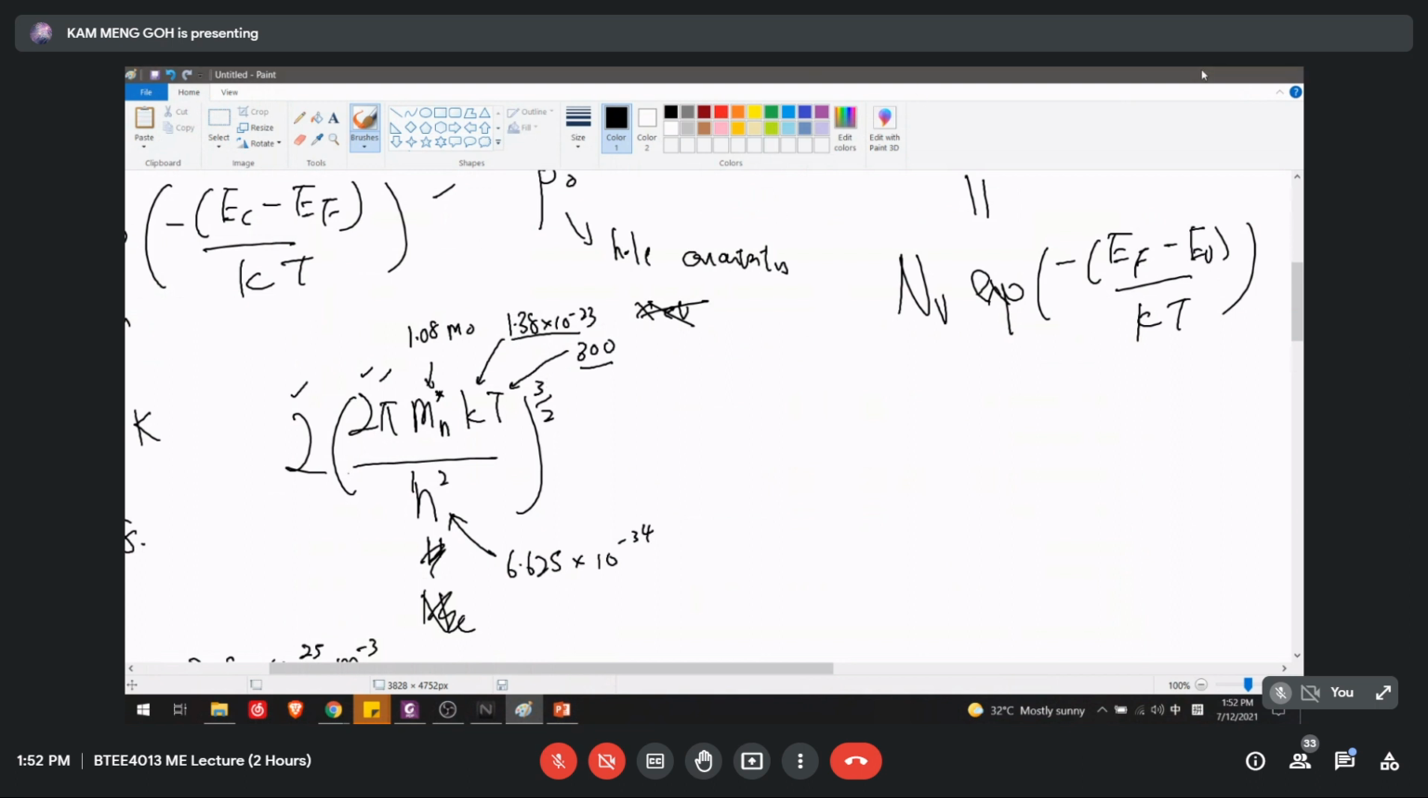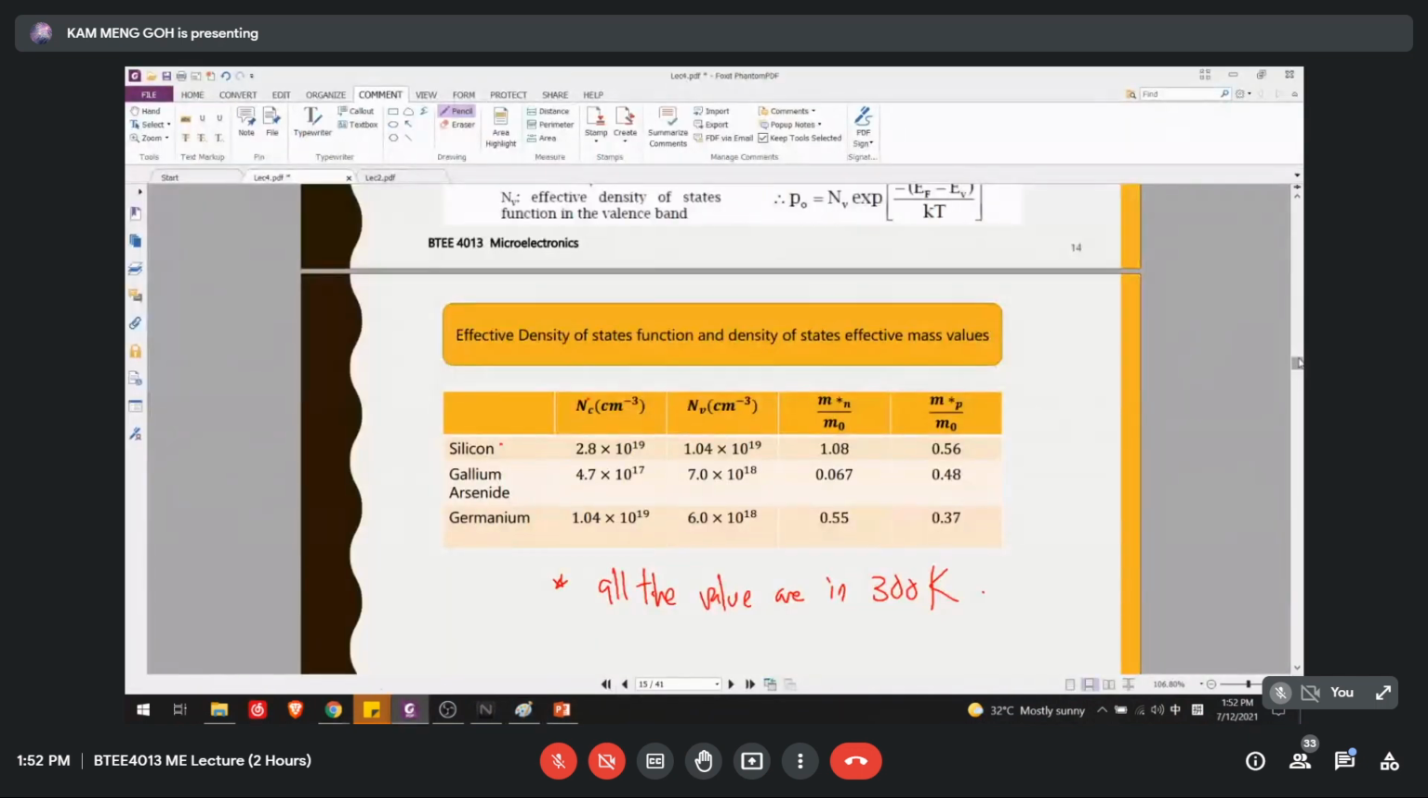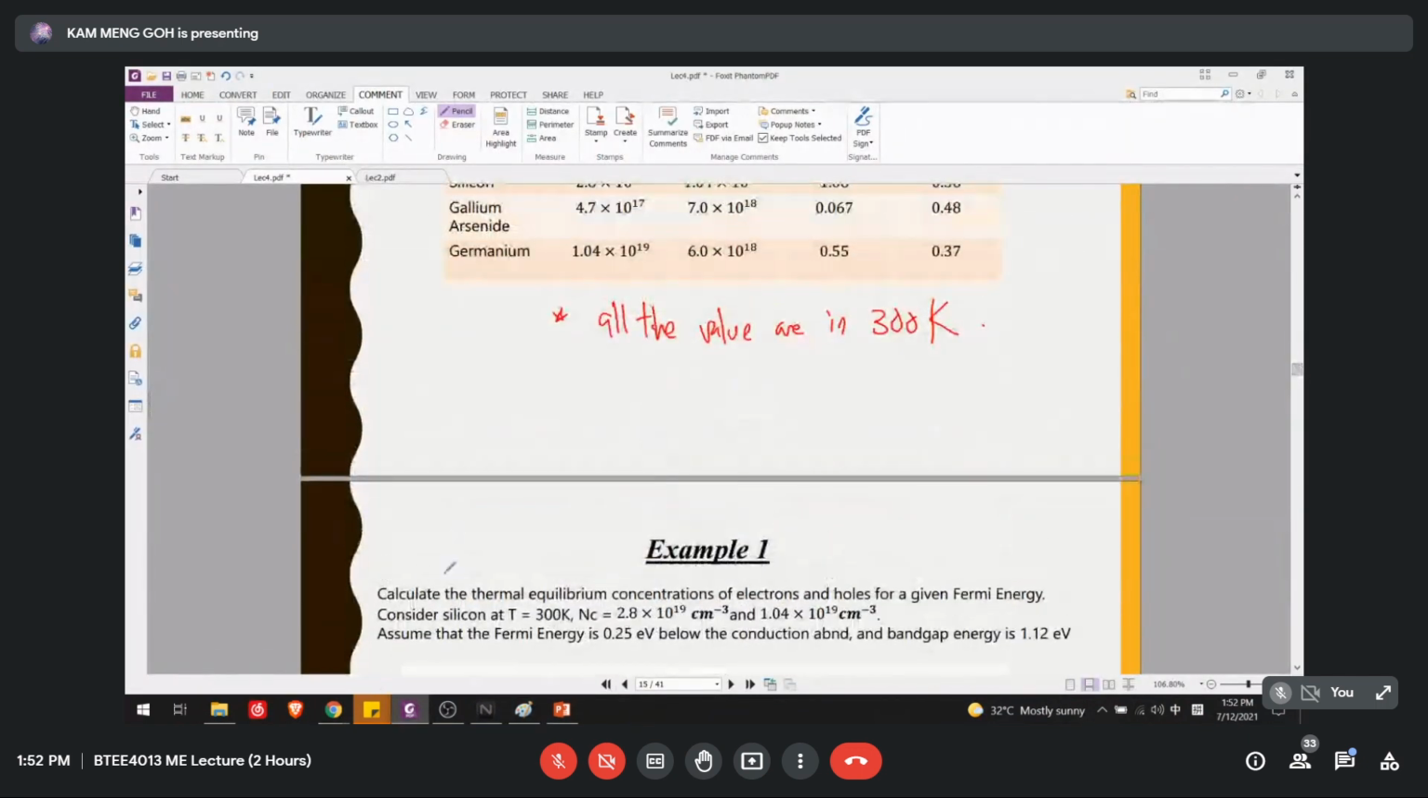So every time, for example, if you encounter a question like this: calculate the thermal equilibrium concentration of electrons and holes for a given Fermi energy. Consider silicon at T equal to 300K. Whenever you see 300K, you can straight away use the values for NC and NV here. NC 2.8 times 10 to the power 19, NV 1.04 times 10 to the power 19. This is NV, sorry. Assume that the Fermi energy is 0.25 below the conduction band, and band gap energy is 1.12.